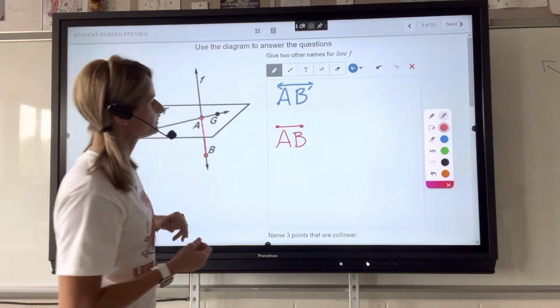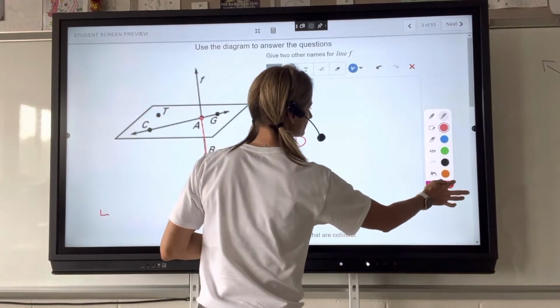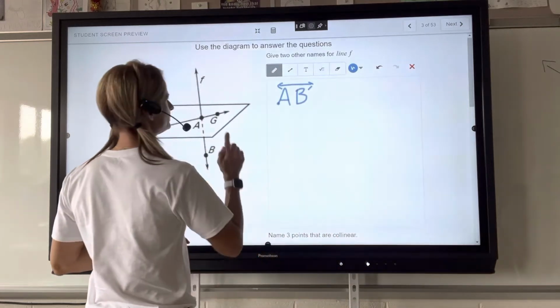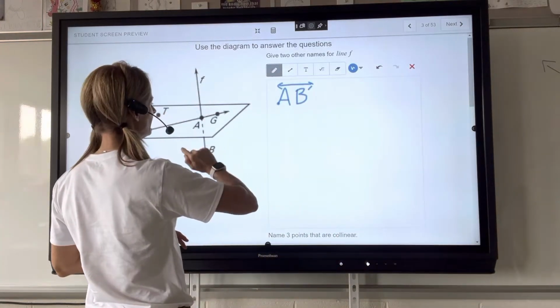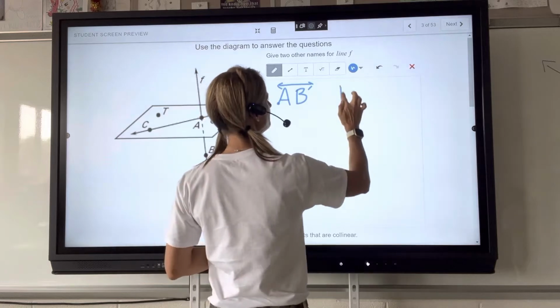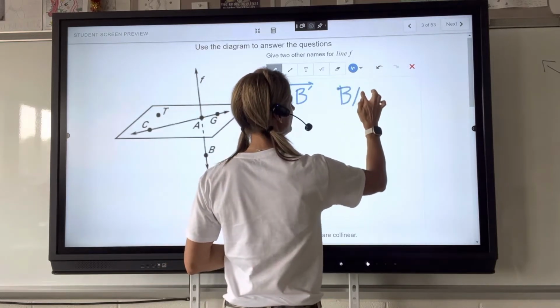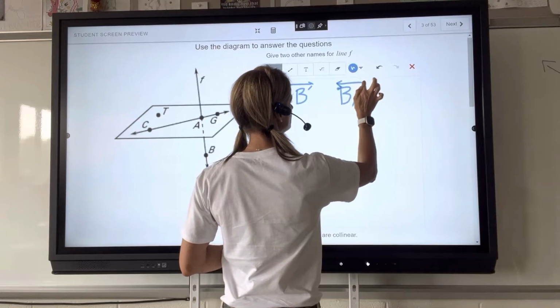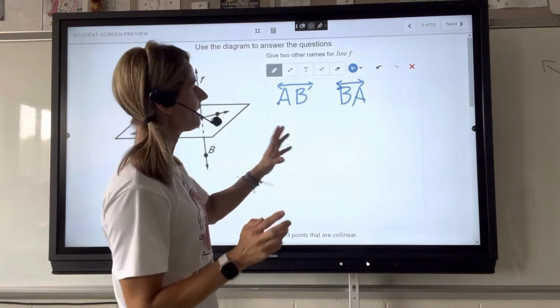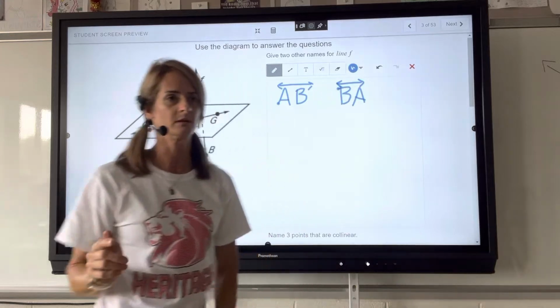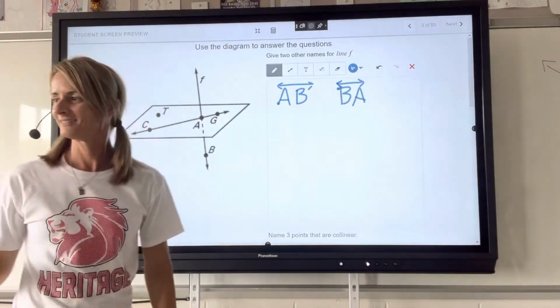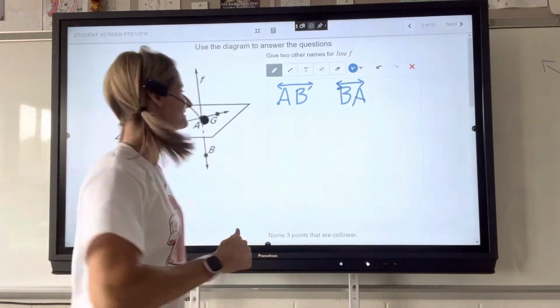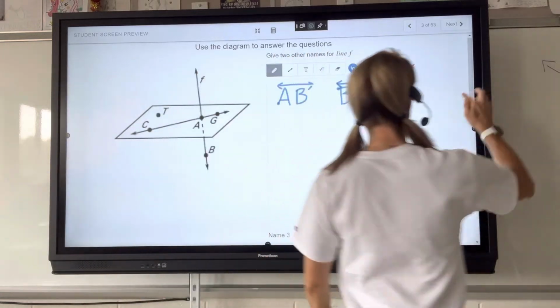So we're naming two other names for line F. So AB, and we can also name it BA, and everyone is writing this down. Now everyone knows that we're talking about a line because we've got the two arrows on either end. How are we doing? Excellent. Okay, moving on.